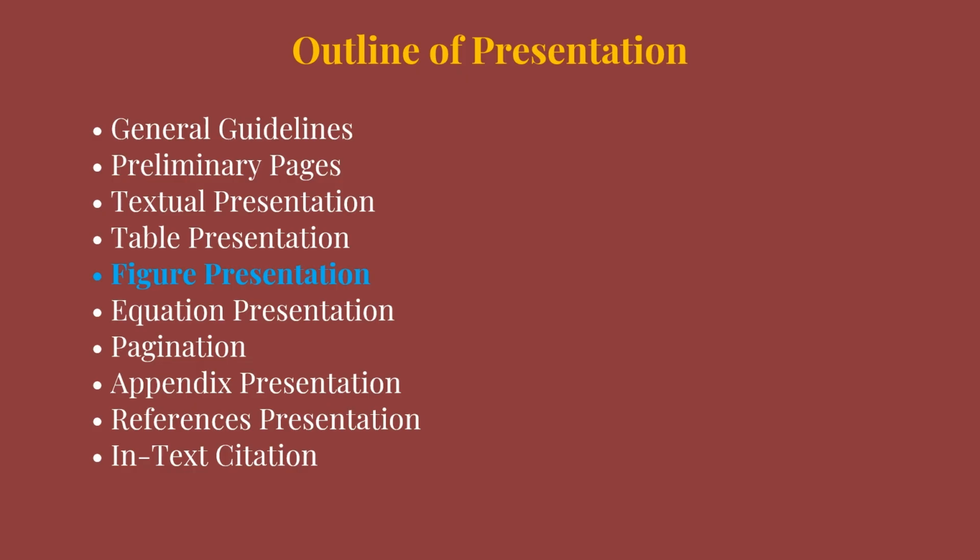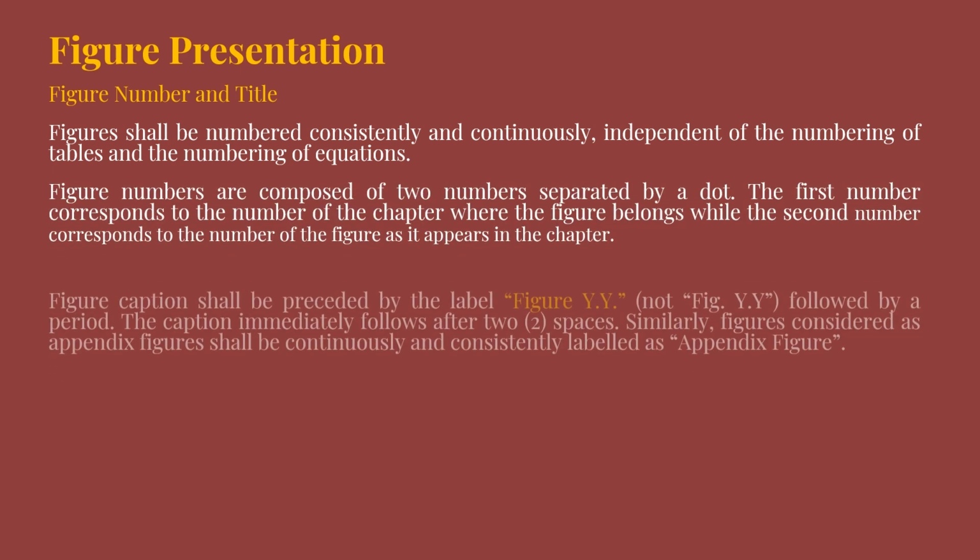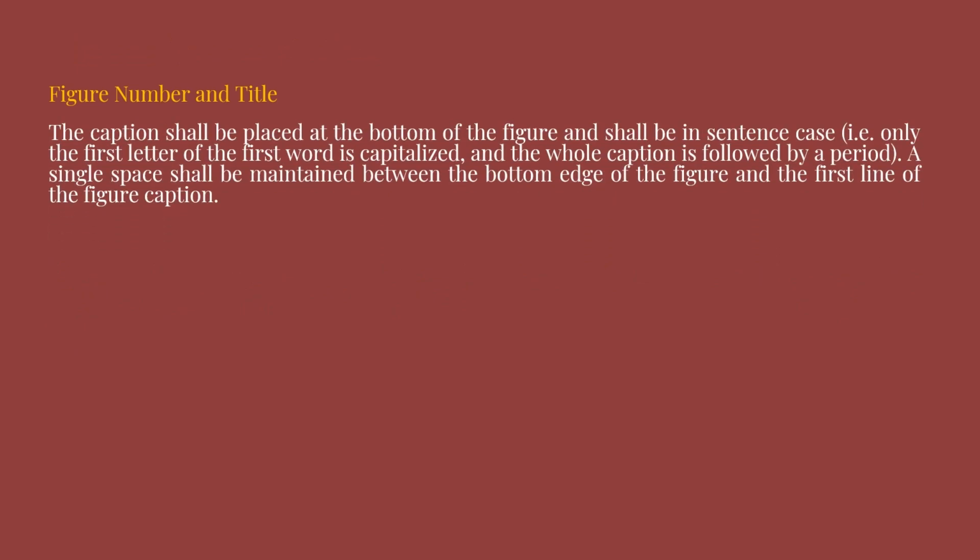So now that we have understood how to present the table, what about figure presentation? Similar in the same manner that you present your table. They should also be numbered consistently and continuously, independent of the numbering of the tables and the numbering of the equations. More or less, they have the same format as the table. It's just that this time you are now using the word figure instead of using table. However, for the figure, the caption shall be placed at the bottom of the figure. Unlike the table, where we present it at the top.